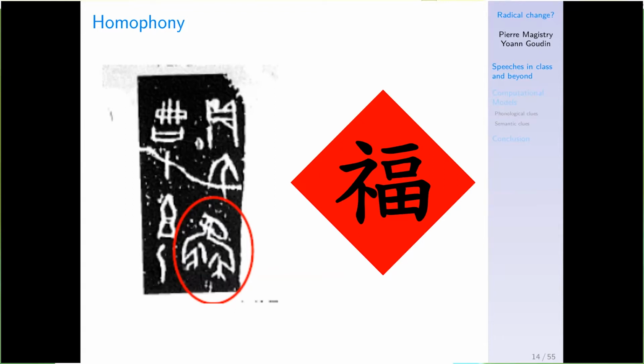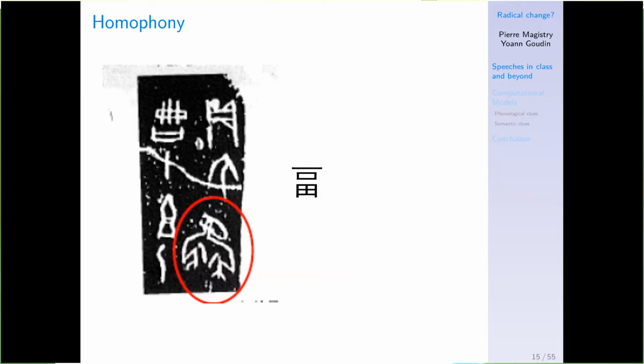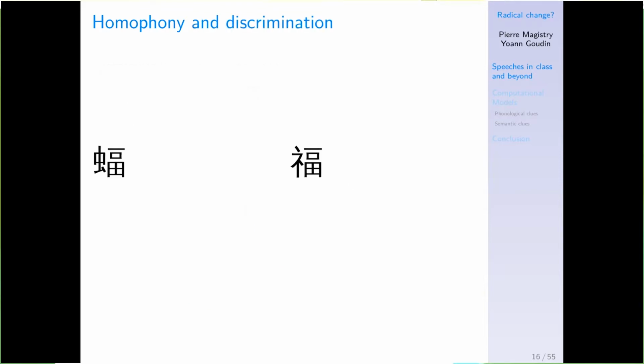But as you can see, it's not the same. Why so? Because this is what this sign became after, when the writing system was standardized, with homophony and the discrimination of homophones, with the adding of discriminant components, here for the bat and here for what we call now happiness. And how do we know that it's the same language? Because, again, it's pronounced exactly the same as Fu, which is the possibility to go back in the past and to be sure that on these turtle plastrons, the language was related to what we learn and teach today.